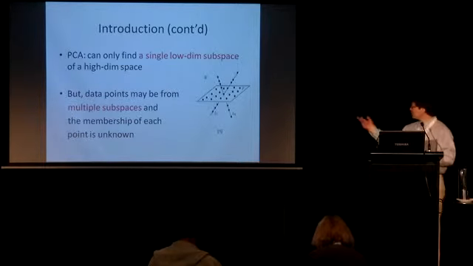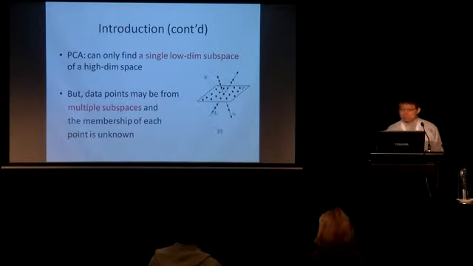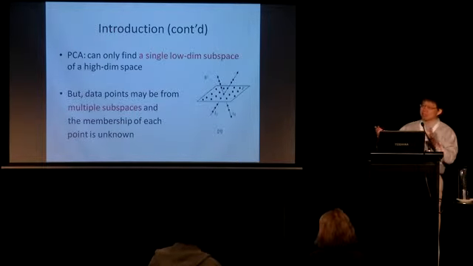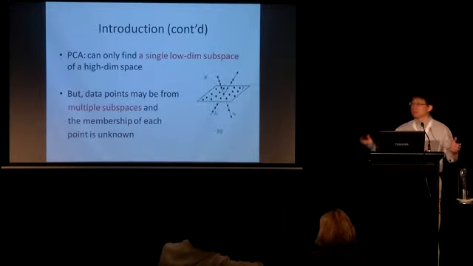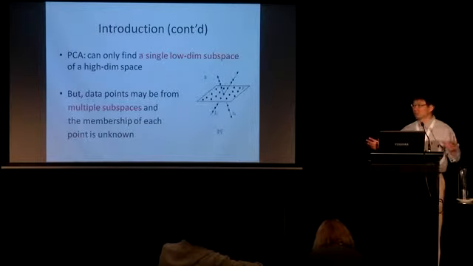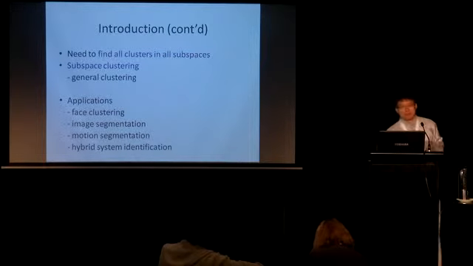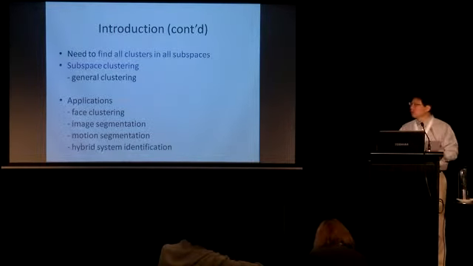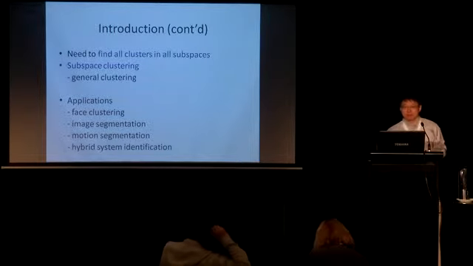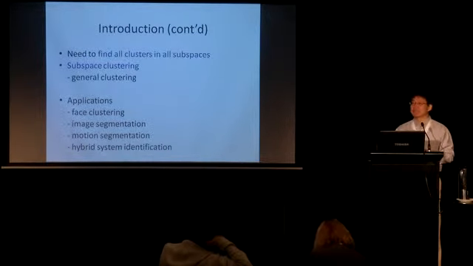So, for example, if you look at a very simple illustration here, this illustration is due to Dr. Vidal at Johns Hopkins. The data points are sampled from 3 structures, 1 plane, 2 lines. So it is very hard to approximate all these points using simply one subspace. So there is a need to find all clusters in all subspaces. So subspace clustering is exactly for this purpose, to meet this need.